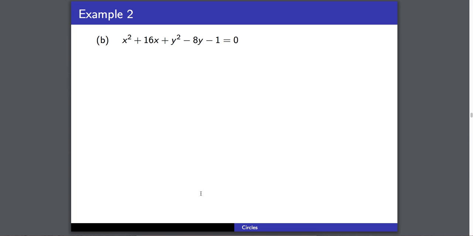All right, part B, x² + 16x + y² - 8y - 1 = 0. So first step, let's add the 1 to both sides. We get x² + 16x + y² - 8y = 1. For x² + 16x, our vertex is (-8, -64).